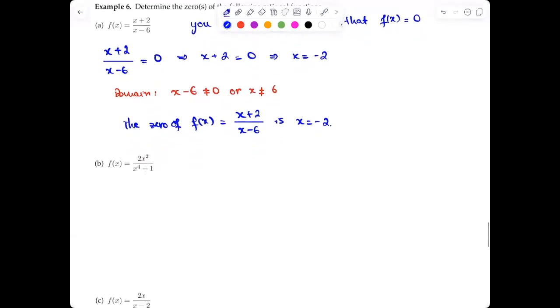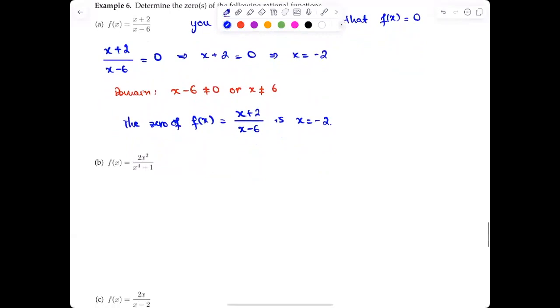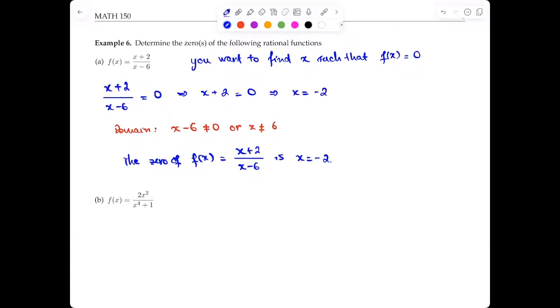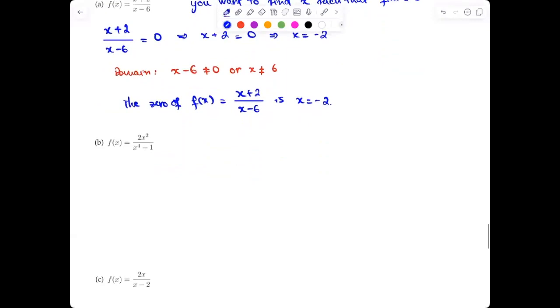Now, problem B, we're going to consider the same thing, right? You want to find a zero of the rational function. So again, what you want to do is find the x value such that f of x equals zero. So you do 2x squared over x to the 4 plus 1 equal to 0, or 2x squared equal to 0. When you divide both sides by 2, you get x squared equal to 0, and therefore x equal to 0. This is the solution.